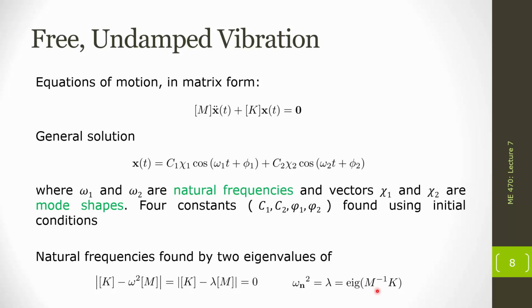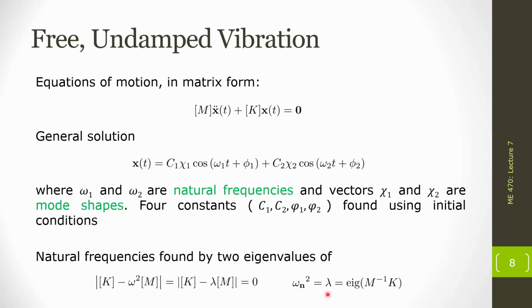Well, when m is 2 by 2 and k is 2 by 2, m inverse k is also 2 by 2, which means we're going to have 2 eigenvalues, 2 values of lambda. If we take the square root of each of them, that is going to be the 2 natural frequencies that we have in our system. And these are going to come out as real values when we're dealing with these undamped systems here. So lambdas will be purely real, if we do this correctly.